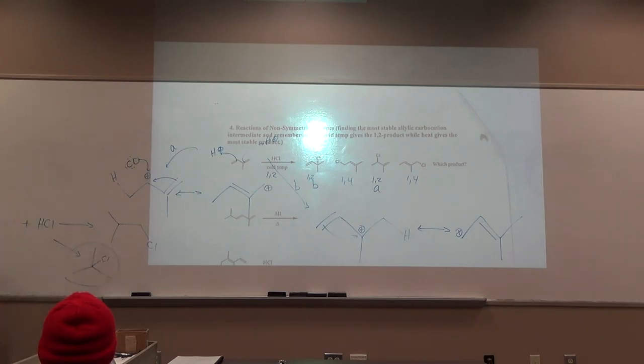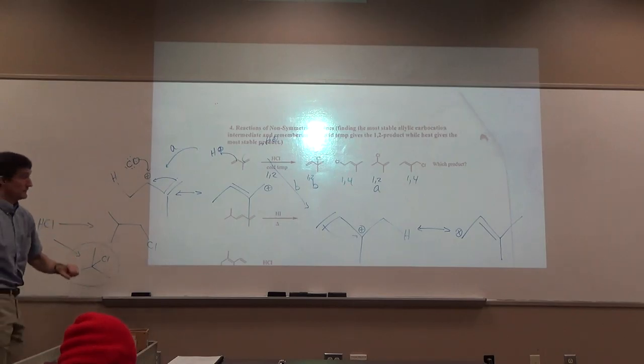Autumn. Why? Tertiary cation. Why does that make this the preferred product? The tertiary cation is going to be preferred to be formed. The tertiary cation is your intermediate. Here is a primary cation. The tertiary cation is more stable. Thus this intermediate is going to be the one that's formed. Cation stability. That's how we predict this.